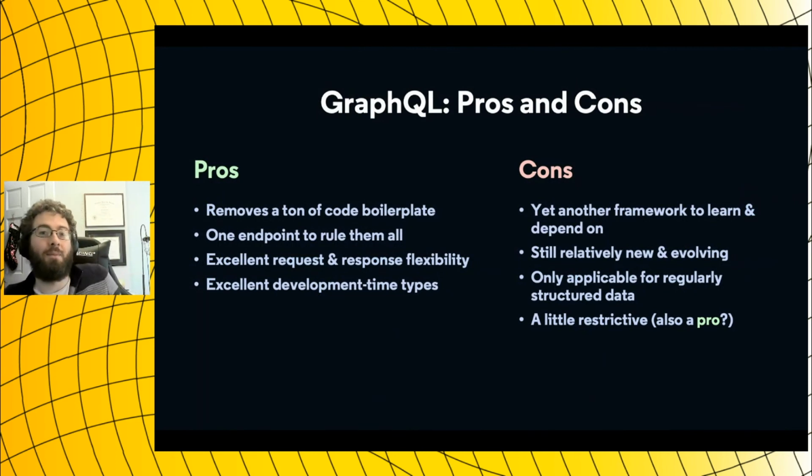Pros and cons. I love getting rid of that code boilerplate, and it's nice to have just one endpoint that can do basically everything. The request and response flexibility for GraphQL is amazing. We saw earlier that we can define what we want to get back in the queries in our client requests, and then the server automatically does those for us. The development time experience is pretty great too. That playground allows us to validate and preview our queries before putting them into our code.